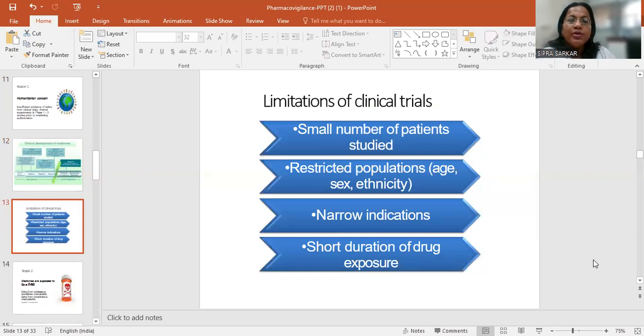There are obviously limitations of clinical trials, like the small number of patients studied and sometimes a restricted population in age, sex, and ethnicity. Whenever any company runs a clinical trial, they choose some of the patients who are coming to the hospital. So there may be age-related and sex-related factors, and different patients are taken, so they are not reporting at the same time. That's why there may be problems getting the data. There are also narrow indications; sometimes the indications are not proper, so we cannot get the proper adverse effects data. Then there is also the short duration of drug exposure.